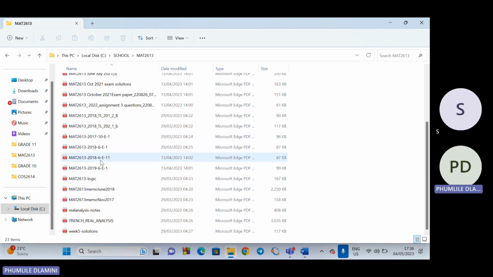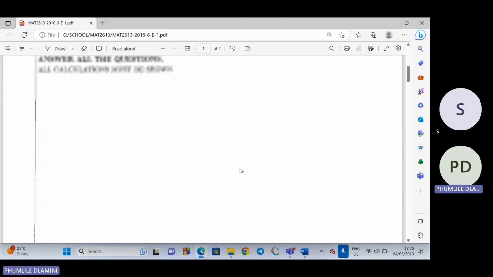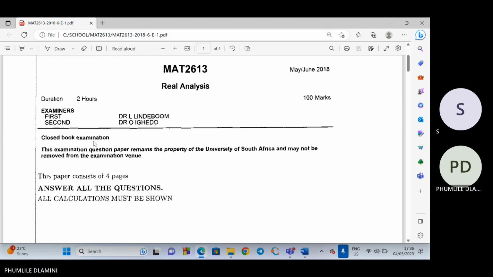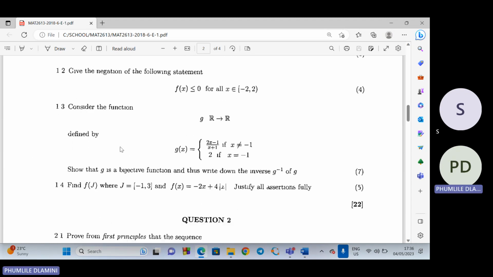So let me just randomly open any question paper. Let me see. Okay, this is assignment 2022. Let me open this one for 2018. I will try to check. I think I have the question paper for this module for last year, for 2022. I will try to check it. So for 2023, I'm not sure if we have done it before.